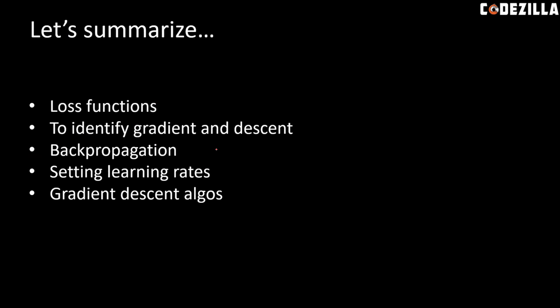Let's summarize. We did learn about loss functions, determining the gradient and descent, gradient being the slope and descent being going down and coming up, and back propagation, which is the problem. When going down, we'll get negative values. Again, when trying to learn there'll be a back propagation problem. That's the thing over right there. And setting learning rates, we learned that adaptive learning rates is the best, and then a few gradient descent algorithms.